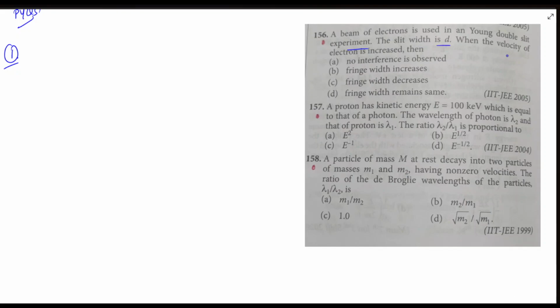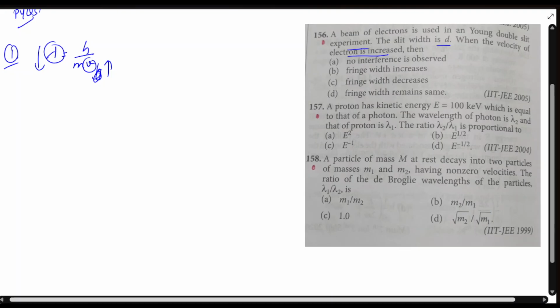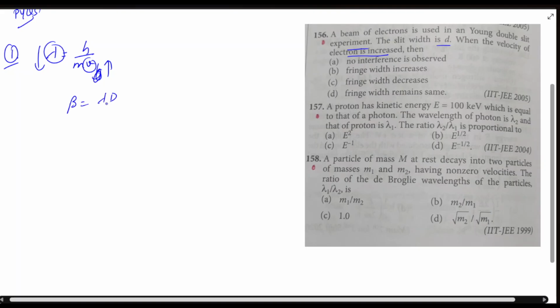So a beam of electrons is used in Young's double slit experiment. The slit width is d. The velocity of electron is increased. So look, according to de Broglie, the wavelength will be h upon mv. If the velocity is increased, then wavelength will decrease. Okay, so if wavelength decreases, we know the fringe width beta will be equals to lambda D by d. So if lambda decreases, fringe width decreases. Okay, so C will be the option.